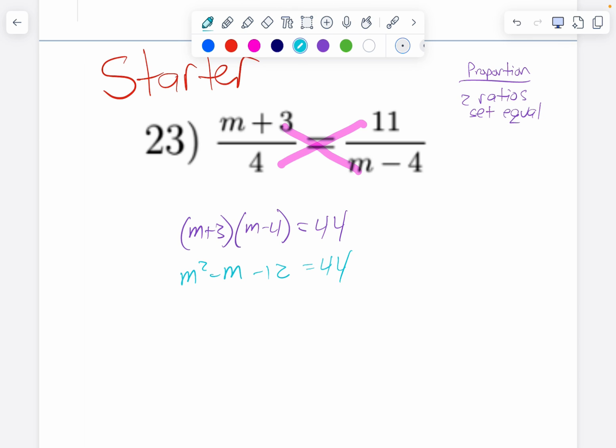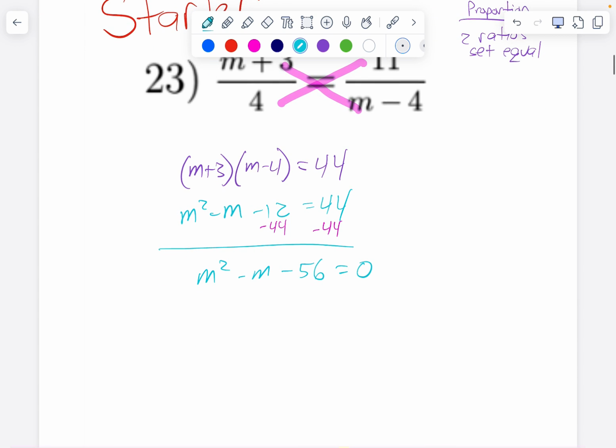How do we solve this kind? Yes, but what first? Yeah, we need to get it equal to 0. And that's because it has the bx term. What is the bx term in this? Negative m, yep, negative 1m.